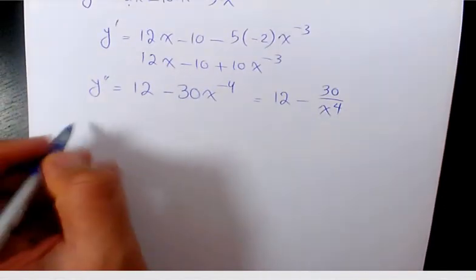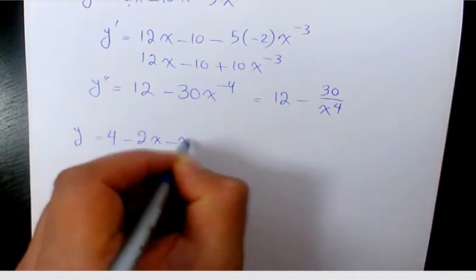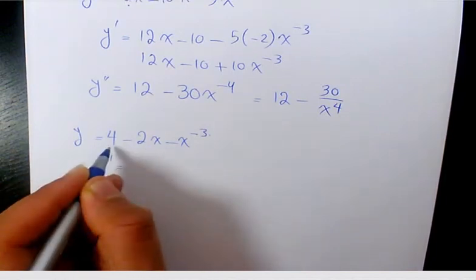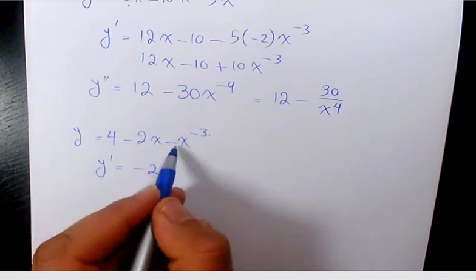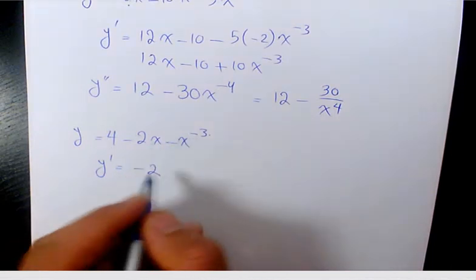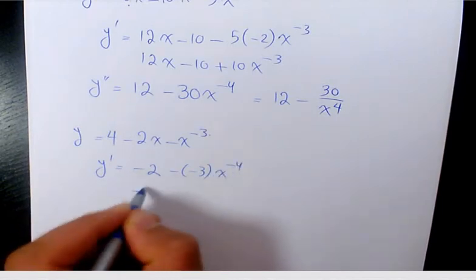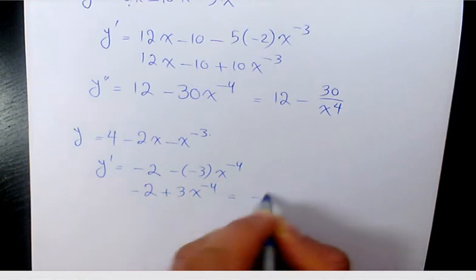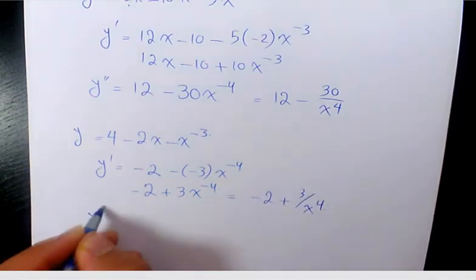Next example, y equals 4 minus 2x minus x to the power of negative 2. The first derivative of 4 is 0, the derivative of negative 2x is negative 2, the derivative of negative x to the power of negative 2 is going to be negative 3x to the power of negative 4. It will be negative 2 plus 3x to the power of negative 4, or negative 2 plus 3 over x to the power of 4. Y double prime.